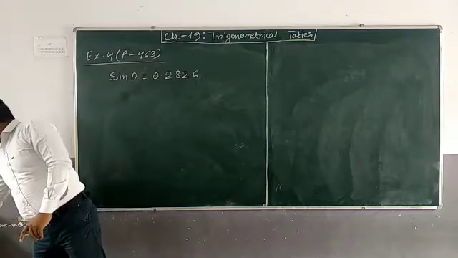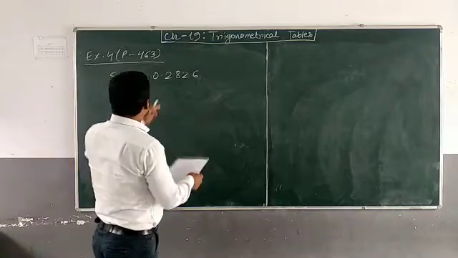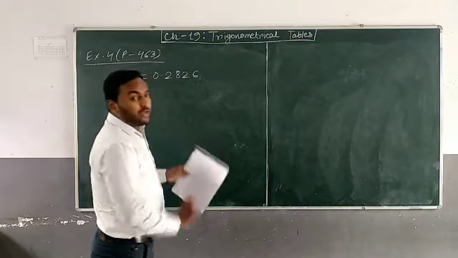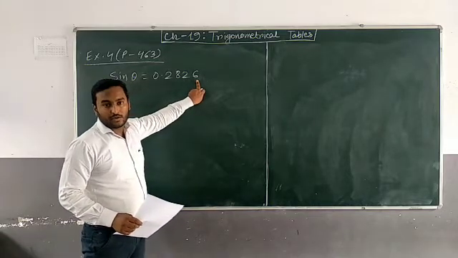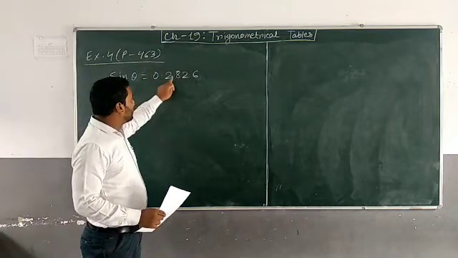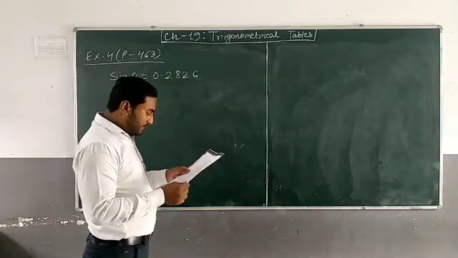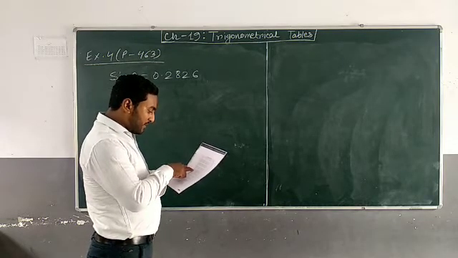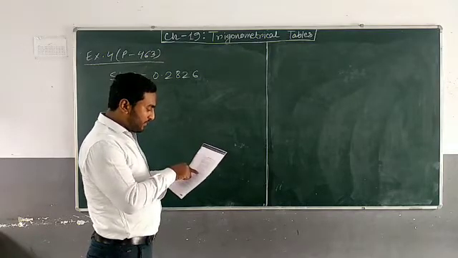So at first try to see whether 0.2826 is in the table or not. See the natural sines table at the end of your book. Find the value 2826. It is not there in the table; this value is exactly not in the table. So you have to see the nearest preceding value of 0.2826. Looking at the table, you can see 16 degree 24 minutes.